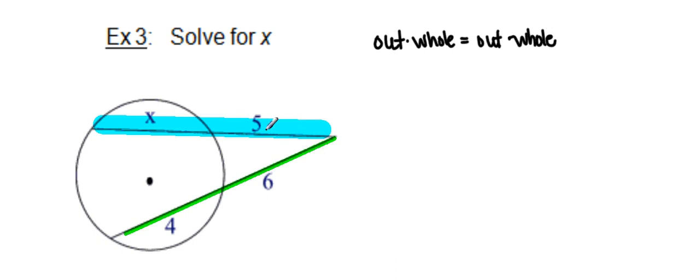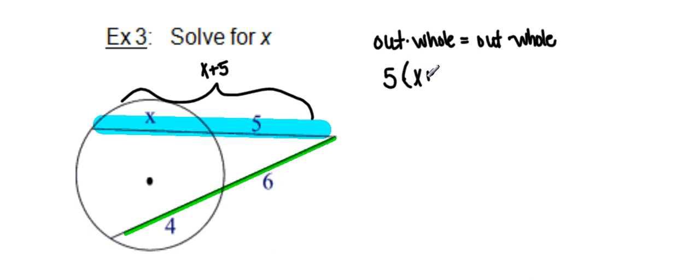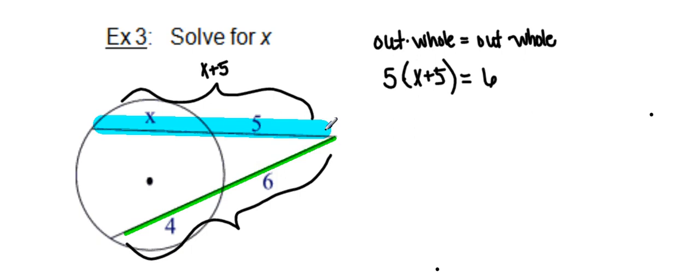So for the blue guy, the part that's outside the circle is the 5. The length of the whole thing, be careful, is this 5 in addition to the x that's inside the circle. So in other words, the whole thing would measure x plus 5. And for the green one, the part that's outside the circle is 6 units long. And the whole thing is going to be the 6 that's outside the circle in addition to the 4 that's inside the circle for a grand total of 10.